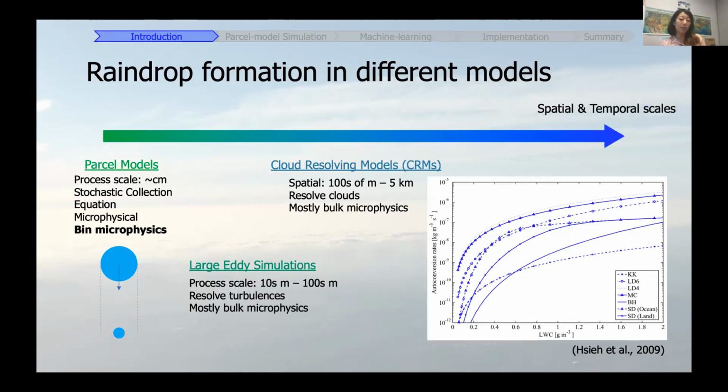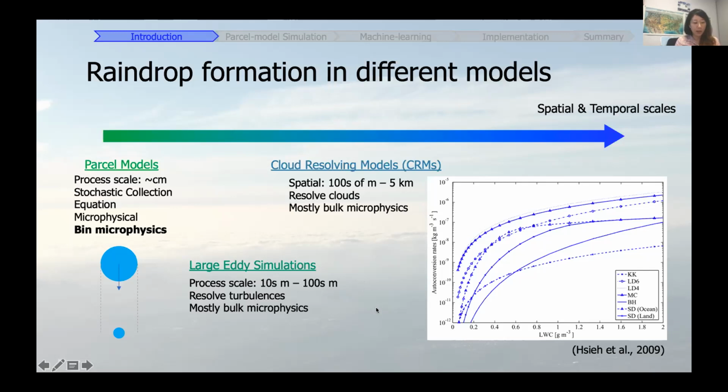for the cloud resolving models, or CRMs, that are often used for weather forecasting. So now the scales resolved are hundreds of meters to 5 kilometers or so, roughly speaking. And as the name suggests, they resolve clouds. They're able to resolve not just stratiform clouds, but also convective clouds. But because they cannot afford these bin microphysical calculations, they instead use bulk microphysics calculations. And in terms of raindrop formation, they use approximate or estimated calculations of rates. So that is called parameterization.